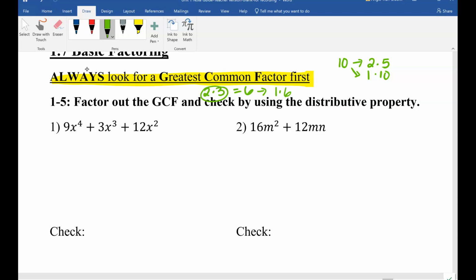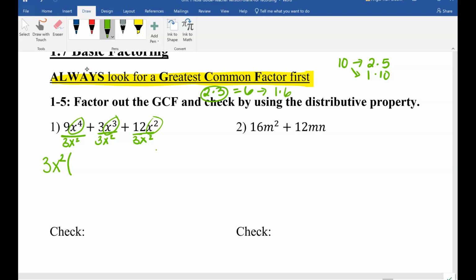Now 9 and 3 and 12, they all have a factor of 3 in common. So we want to factor that out. What does that mean when I say factor it out? We're going to eventually divide it out. Now, what's next is x to the fourth, x to the third, and x squared. What is the greatest number of x's they all have in common? That means I have x squared in common. So when we say factor it out, each and every term now gets divided by 3x squared. That's the greatest factor that they all have in common.